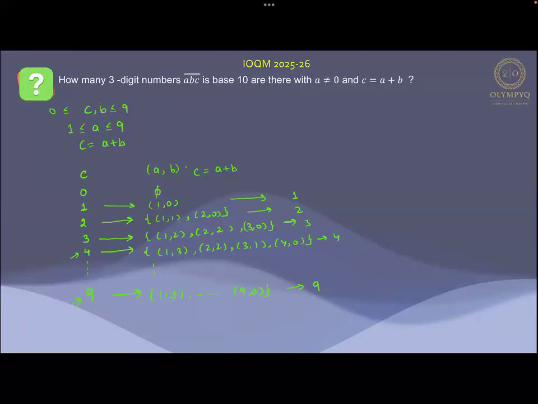So the total number of numbers will be equal to 1 plus 2 plus 3, and so on up to 9. This sum is equal to n times n plus 1 divided by 2, which is equal to 45, which makes 45 the final answer, and the same is mentioned in the IOQM final answer key as well.